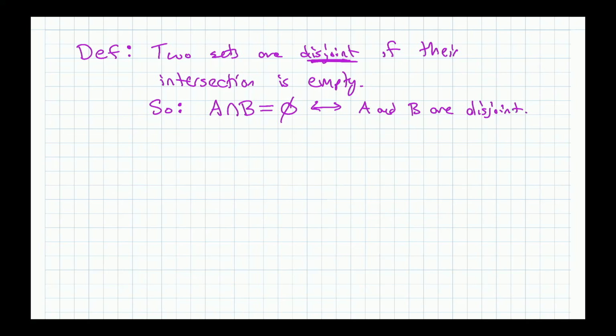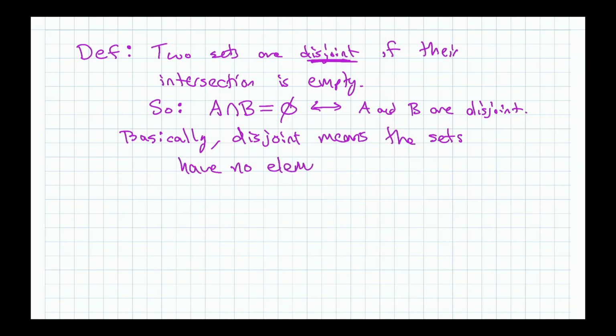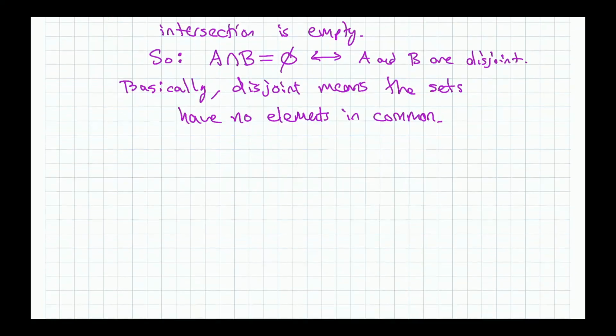So there's no overlap. Basically, disjoint means the sets do not overlap at all, or have no elements in common. Again, it's not a big deal. It's just a definition. What can we do with it? Not a lot. Here's an example.